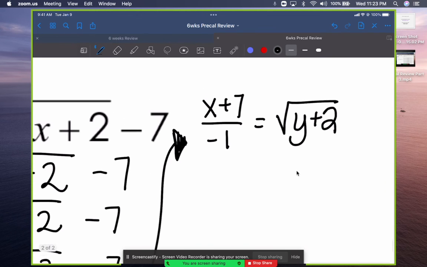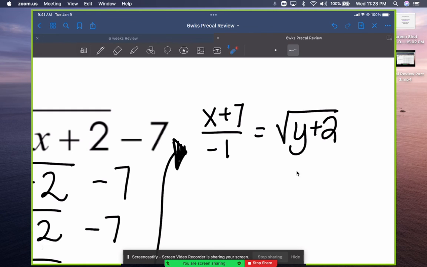All right. So this negative 1, what I can do is divide each part by negative 1 to simplify so I don't have this weird fraction. Here I have a positive x. If I have a positive x divided by negative 1, that'll give me a negative x. If I have a positive 7 divided by negative 1, it's going to give me a negative 7. So all I did here was switch the signs when dividing by negative 1. It's going to be equal to the square root of y plus 2. Now I don't have a fraction. It's a little bit easier to work with.